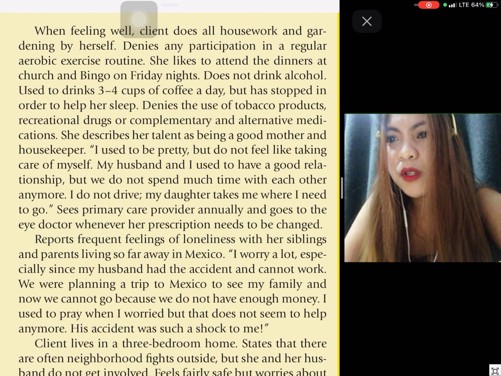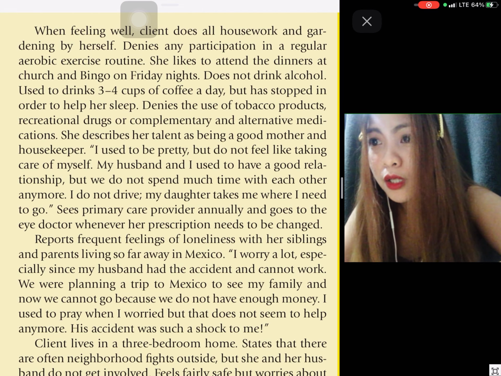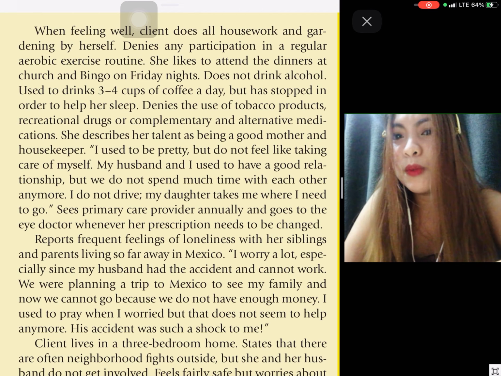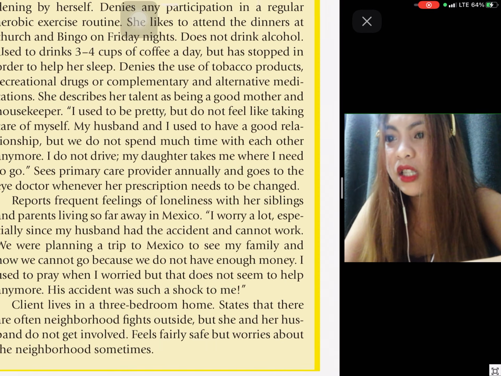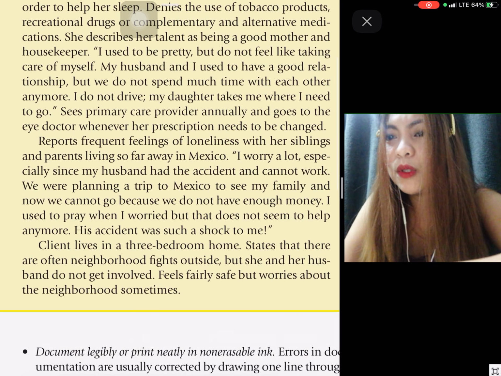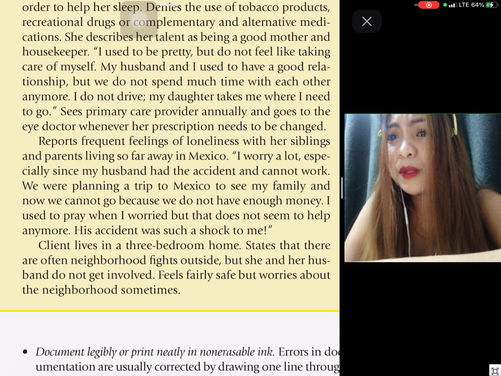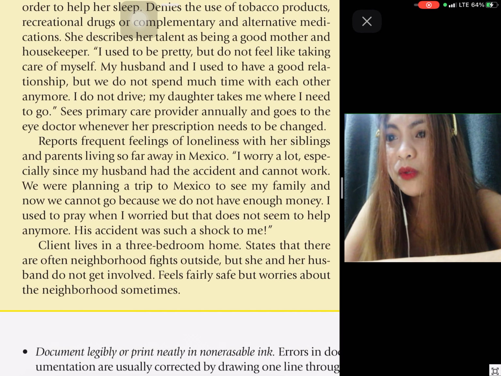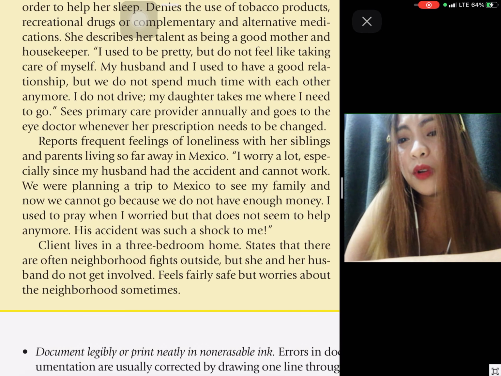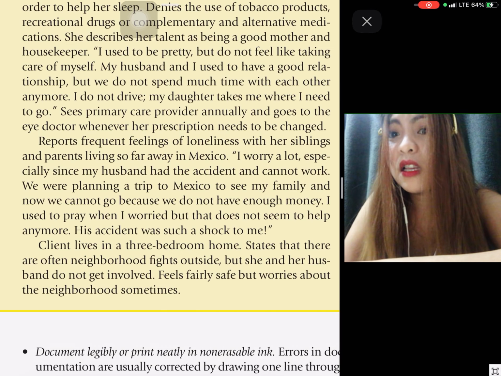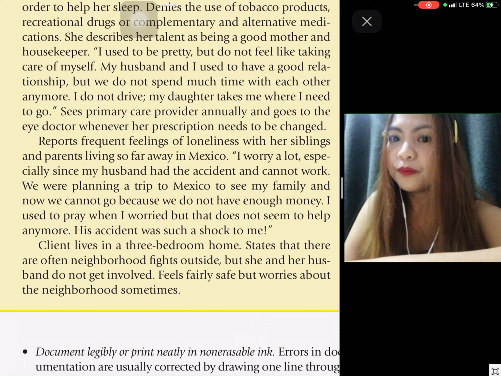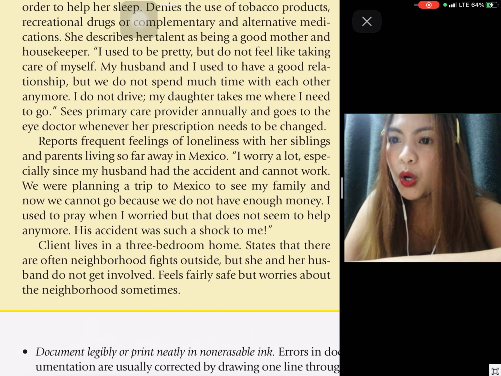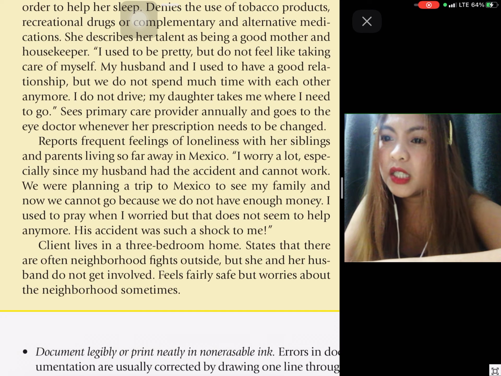See primary care provider annually and goes to the eye doctor whenever her prescription needs to be changed. Reports frequent feelings of loneliness with her siblings and parents living so far away in Mexico. "I worry a lot, especially since my husband had an accident and cannot work. We were planning a trip to Mexico to see my family and now we cannot go because we do not have enough money. I used to pray when I worried, but that doesn't seem to help anymore. His accident was such a shock to me." Client lives in a 3-bedroom home, states that there are often neighborhood fights outside, but she and her husband do not get involved. Feels fairly safe but worries about the neighborhood sometimes.